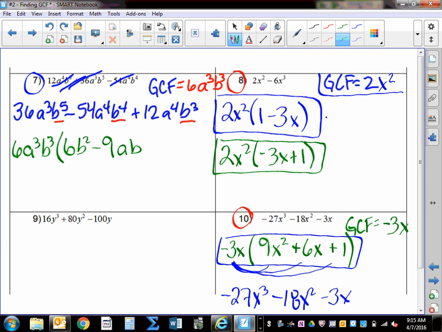Great. Last. 12 divided by 6. What's left? a to the 4th over a cubed. What's left? And b cubed over b cubed? Just 1, right? There's no b's left.